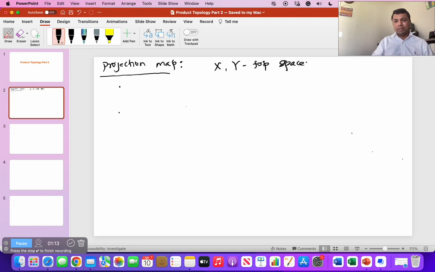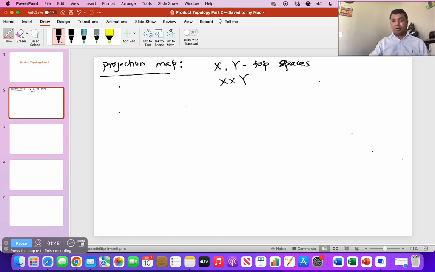I'm taking topological spaces since we want to use our projection map to describe the product topology, but it is not mandatory. Those X and Y have to be topological spaces just to define the projection map. Okay, let's say X and Y are two topological spaces, and then let's consider their Cartesian product X cross Y.